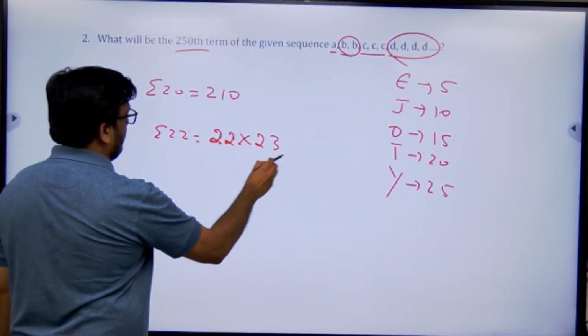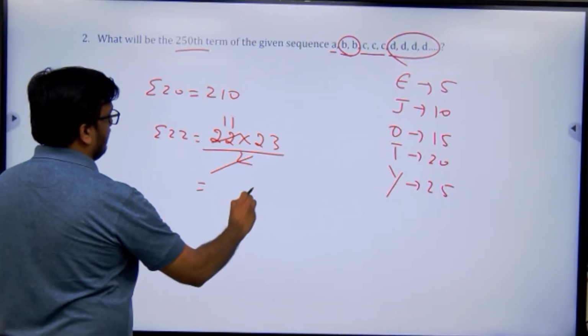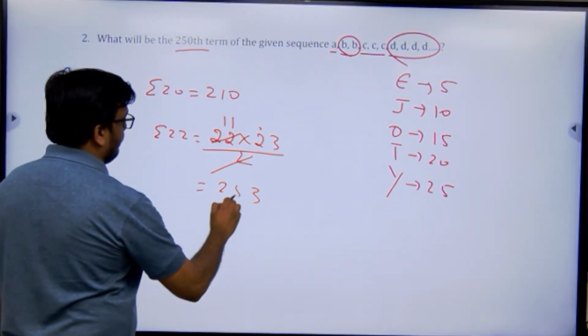22 into 23 by 2. 2 11s are 22... 11 3s are 33, 3 carry, 11 2s are 22 plus 3 is 25.